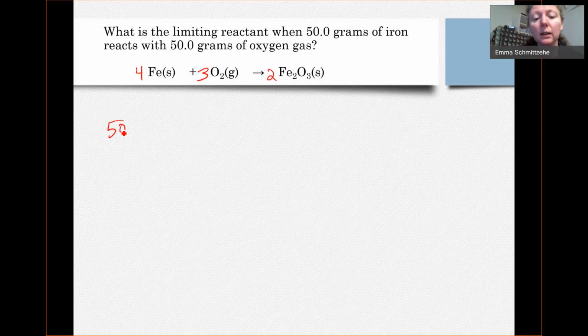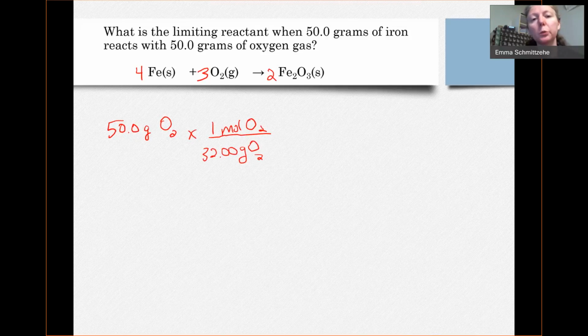So if I take the oxygen gas, 50 grams of O2, and convert that to iron, okay? So to convert it to iron, I need to be in moles first. So I'm in grams, I need to do a gram to mole conversion, okay? And there are 32.00 grams in 1 mole of O2, okay? Because each individual oxygen is 16.00. So that's going to cancel my grams of oxygen.